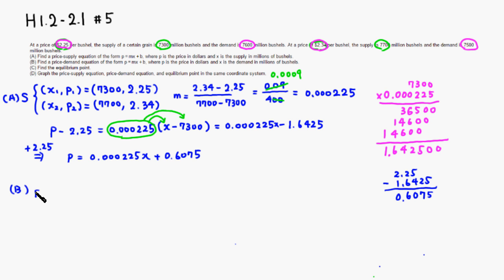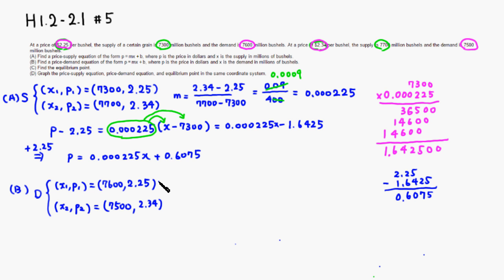Alright, so demand. I'm going to use the same notation so that hopefully we don't get confused. So it's going to be 7600 at 2.25. Then we have x2, p2, so it's 7500 at 2.34.